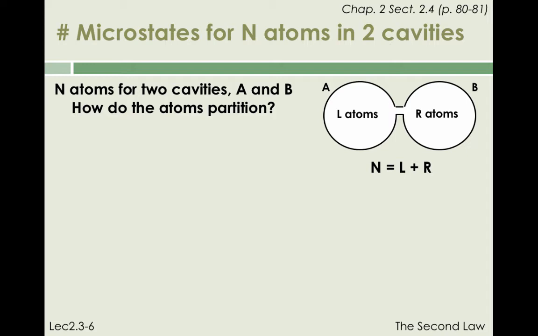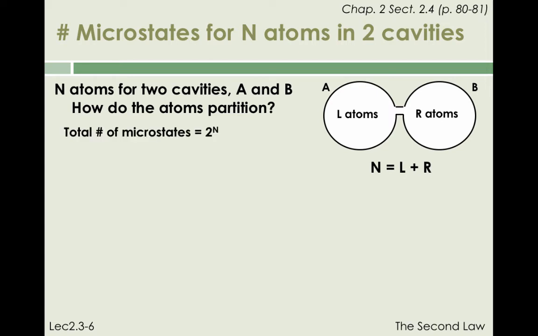Hence, for a system with two particles, there are 2 times 2, or 2 to the power 2, that is 4 microstates. For a system of 4 particles, the number of ways to place 4 particles in 2 containers is 2 times 2 times 2 times 2, or 2 to the power 4.